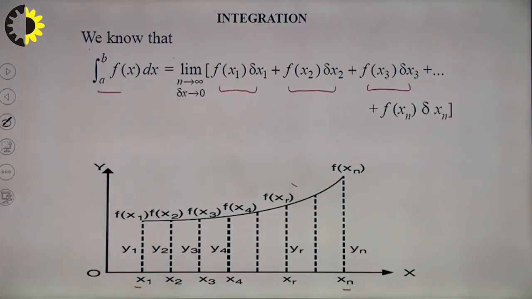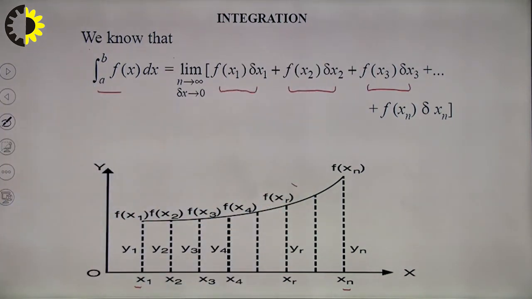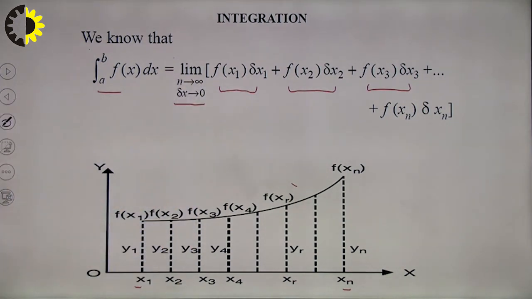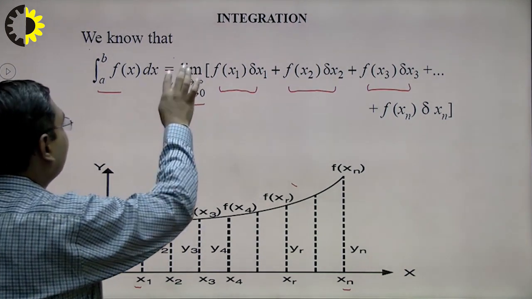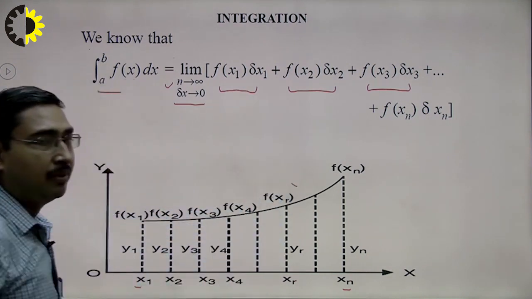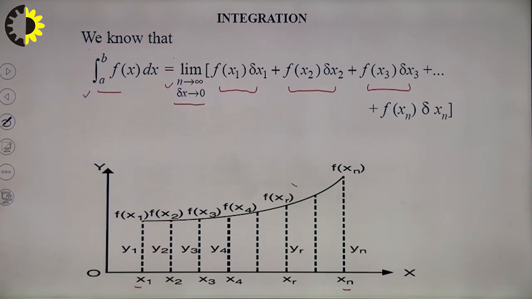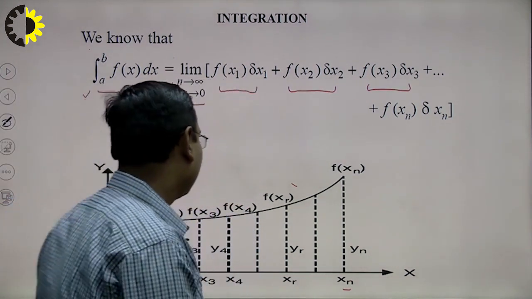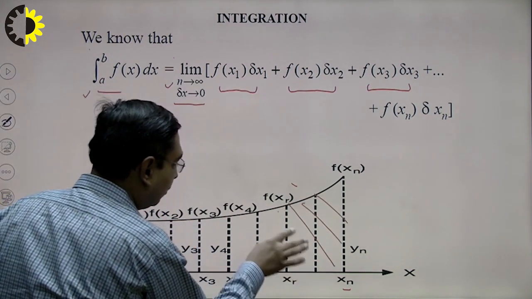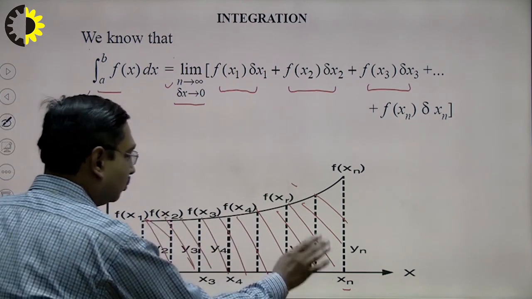All these products were added, and the quantity so obtained was calculated in limiting form when the length of each subinterval approaches 0. In that case, the number of subintervals tends to infinity, and the limit so obtained was the value of the integral from a to b of f(x) dx. We have also seen that this integral gives the area below the curve up to the x axis from x equal to a to x equal to b.